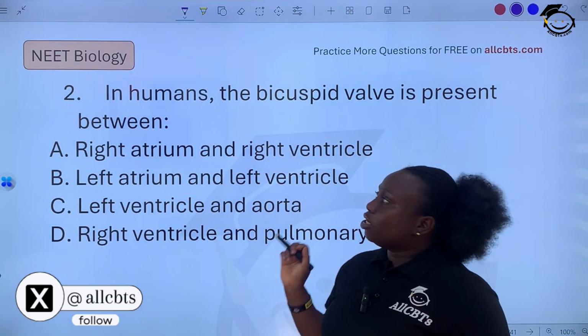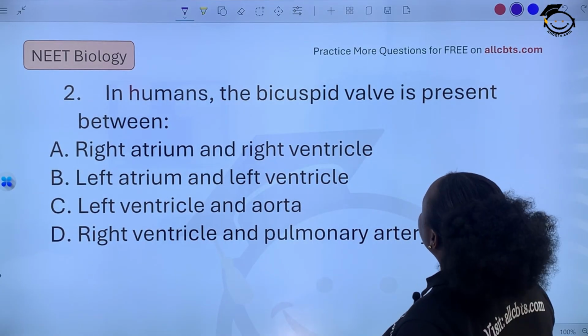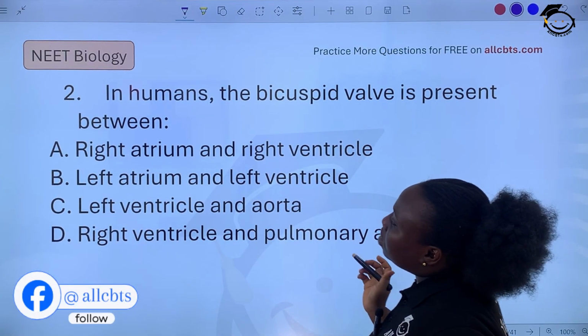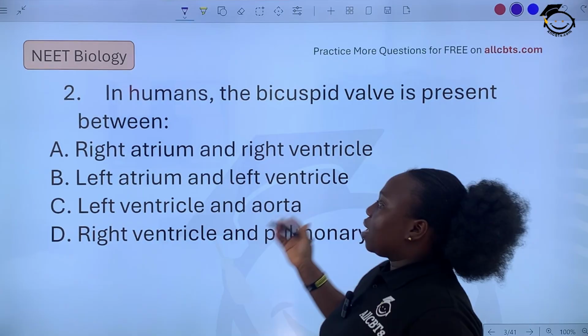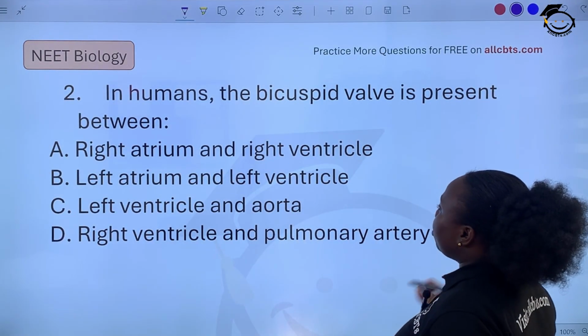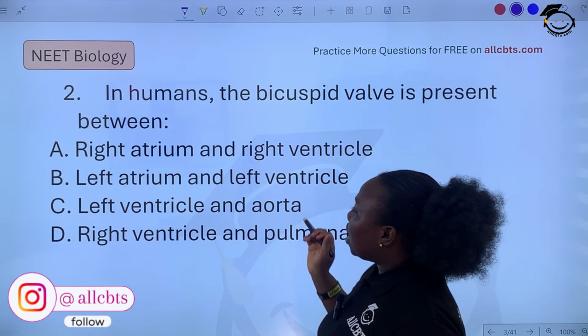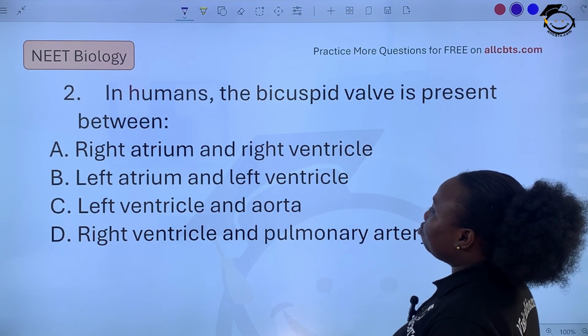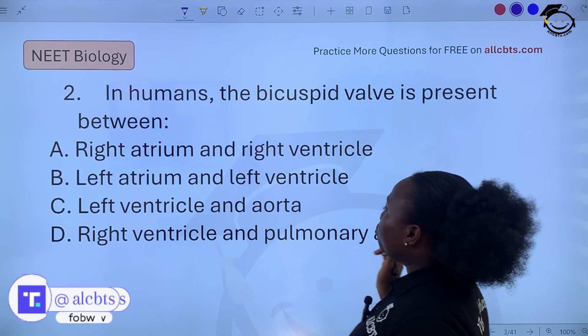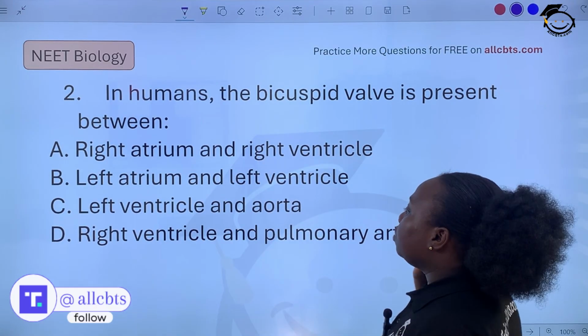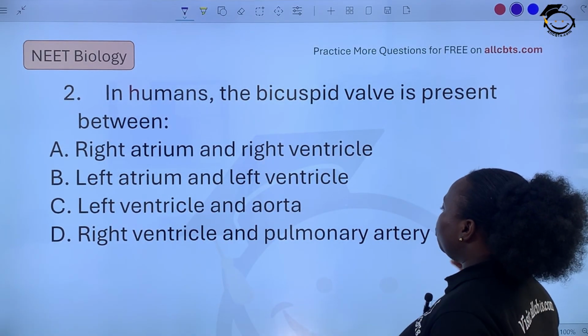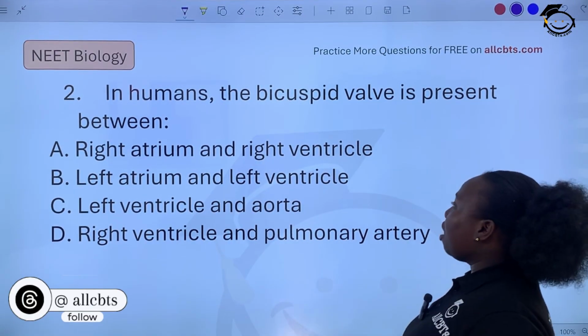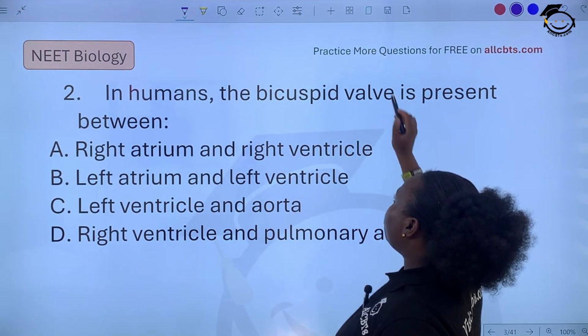Number 2, in humans, the bicuspid valve is present between what? A, right atrium and right ventricle. B, left atrium and left ventricle. C, left ventricle and aorta. D, the right ventricle and the pulmonary artery. Now, firstly, you have to know the meaning of valve.